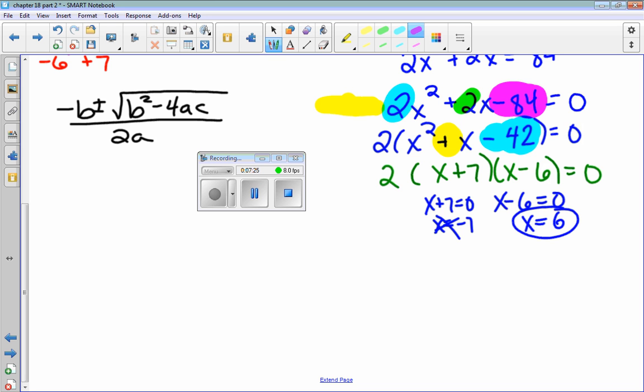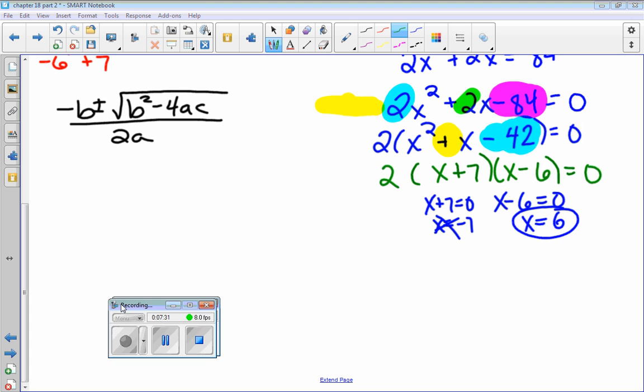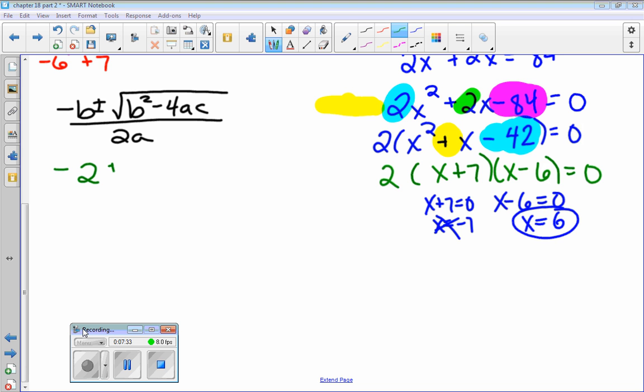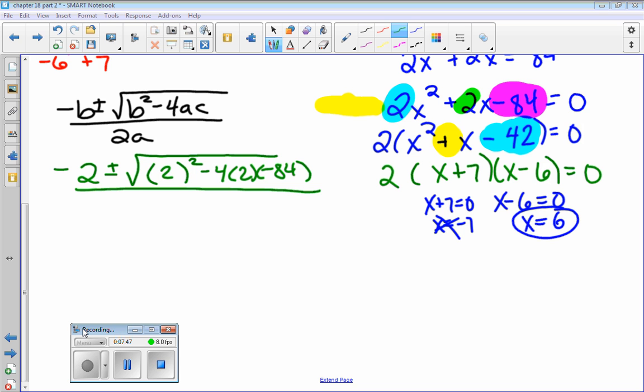The signs go with it too, okay? So b is positive 2. The formula says negative, so it's going to be negative 2 plus or minus b squared. I put parentheses there because if b is negative, you have to square the negative also. Minus 4ac, all over 2 times 2.